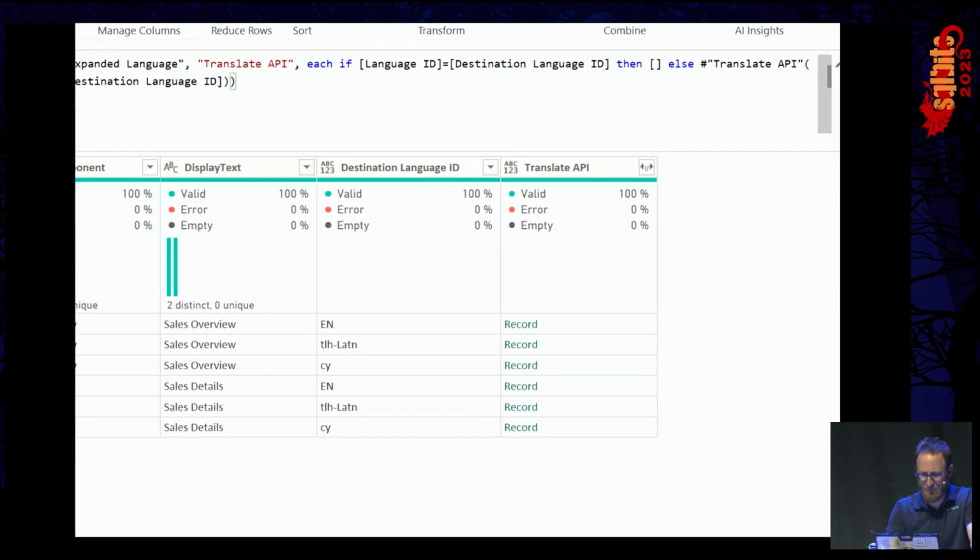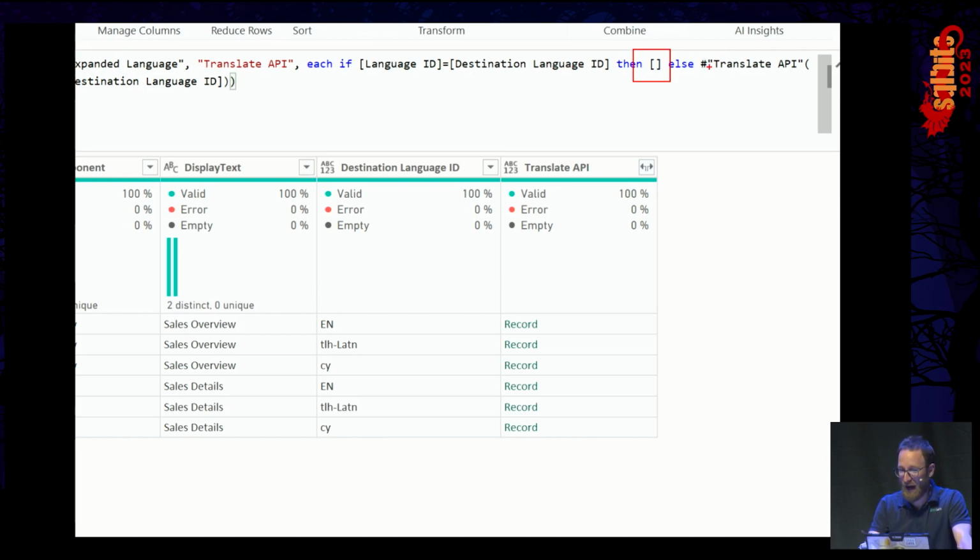So I'm checking here if the language ID, which is the column at the very beginning, matches the destination language, then I do nothing, right? Because if I have the text in English, I don't need to call cognitive services to tell me what the text is in English. It would be spending money for nothing. We don't do that. As much as we like Microsoft earning money, we do not want to spend money for nothing.